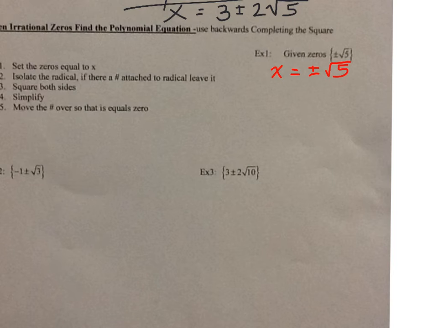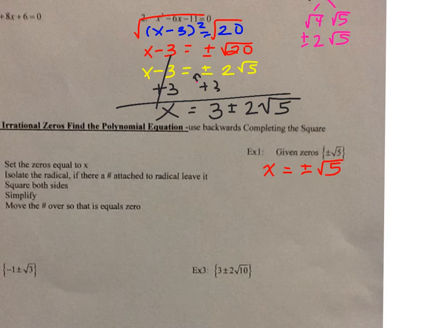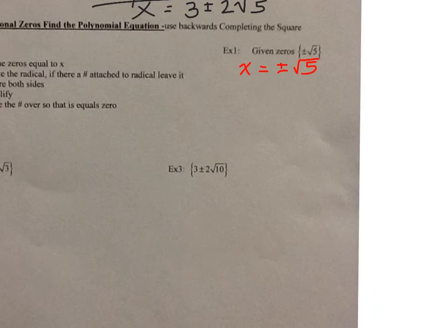So now just think of this. How do I get rid of a square root? To get rid of a square, I square rooted both sides. Look up here. To get rid of the square up here, I square rooted. So now how do I go the other way? How do I get rid of a square root? Well, to get rid of a square root, I'm going to square both sides. So I'm going to square the whole thing, both sides.